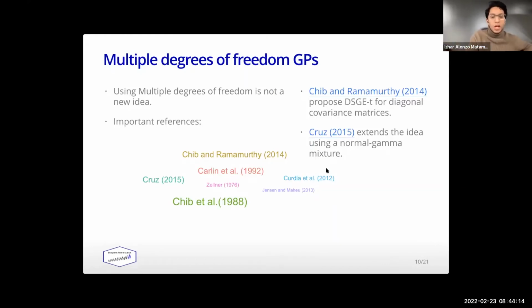models, quite similar. But then Chib and Ramamurthy in 2014 proposed for the first time the general idea of multiple degrees of freedom for dynamic stochastic general equilibrium models, but using a diagonal covariance matrix. The problem with a diagonal covariance matrix, when we try to use Chib's idea for Gaussian processes, is that we will have a Gaussian process that doesn't have correlation or covariance. So we're not sampling itself.